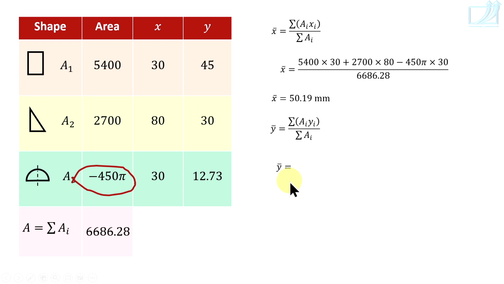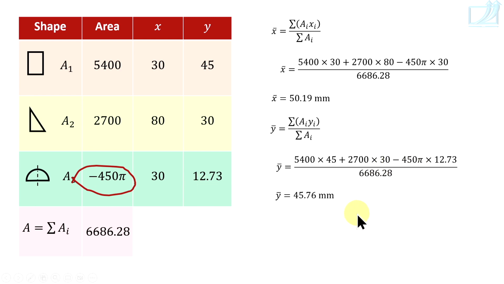Similarly, y bar is summation ai yi divided by summation ai. So a1 into y1 plus a2 into y2, a1 into y1 is 5400 into 45, a2 into y2 is 2700 into 30, and a3 into y3, so minus 450 pi into 12.7 divided by the total area. So this is how you will get y bar. So the final answer is x bar, y bar. Finding the centroid of the given area means finding the coordinates of the centroid.